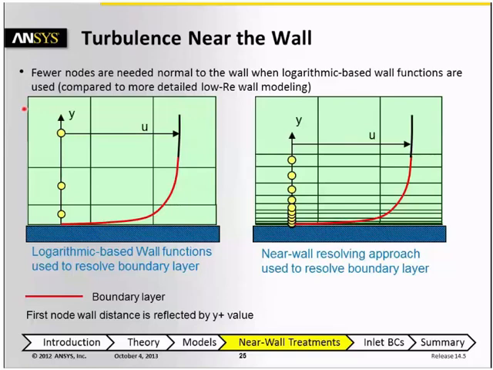One thing to mention about the picture on the right: if you remember the previous slide, there's a statement that the first grid point should be at y plus equals 1. The reason for that is not because y plus equals 1 is a magic number. The reason is that if you have the first grid point at y plus equals 1, and a moderate grid expansion ratio is used, so the size of the cells doesn't increase too quickly as you move away from the wall, then the result will be that the mesh that you have will be suitable for resolving the very high gradients that are found inside of the viscous sublayer.